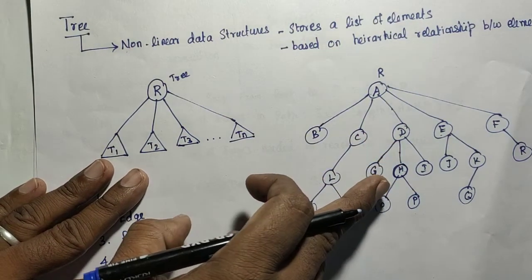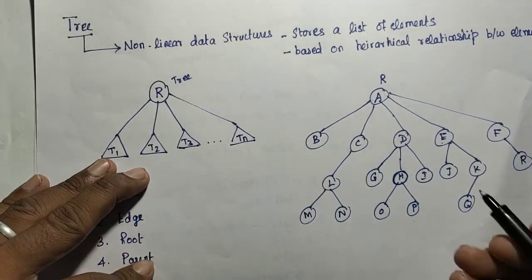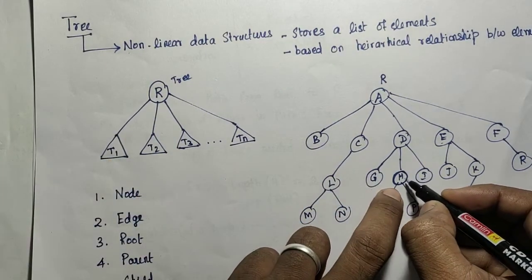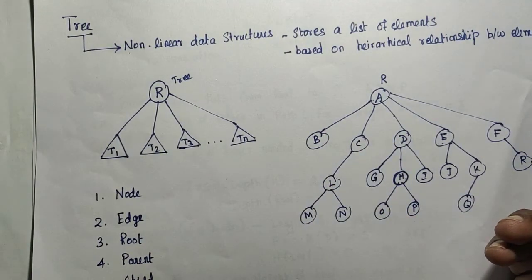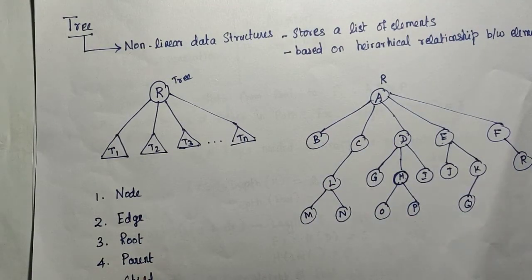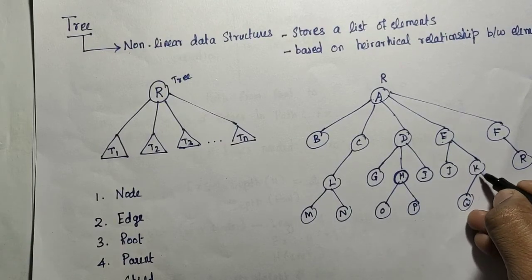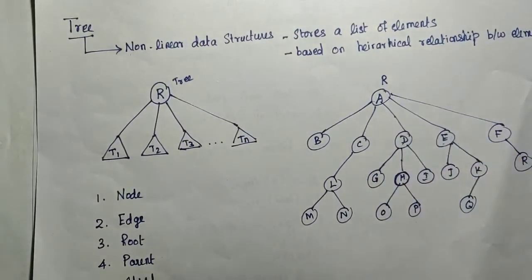Those nodes are the ancestors of a particular node. So in that case, the ancestor of the H is nothing but A and D. That is the previous generation, but in the same branch, lying in the same branches, it is called the ancestor of a particular node. So for the K, the ancestors of the K are A and E.